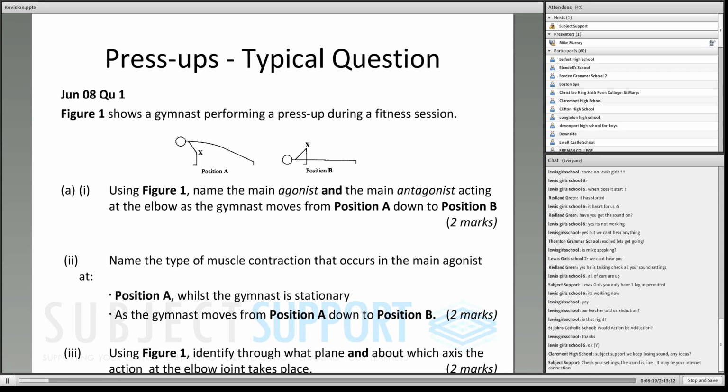Name the type of muscle contraction that occurs, the main agonist at position A, while the gymnast is stationary. So we've got moving muscles to be named, but also stationary muscles. And then right at the bottom, planes and axes. Okay, let's try and get some information about this sort of question coming through.